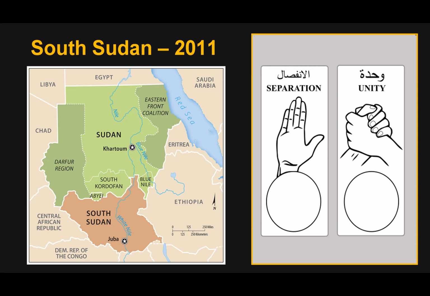However, after independence, the rival ethnic groups got into a civil war that lasted from 2013 and just ended, I think, in 2020. There's still conflict and tension there. So lots of refugees came out from South Sudan.